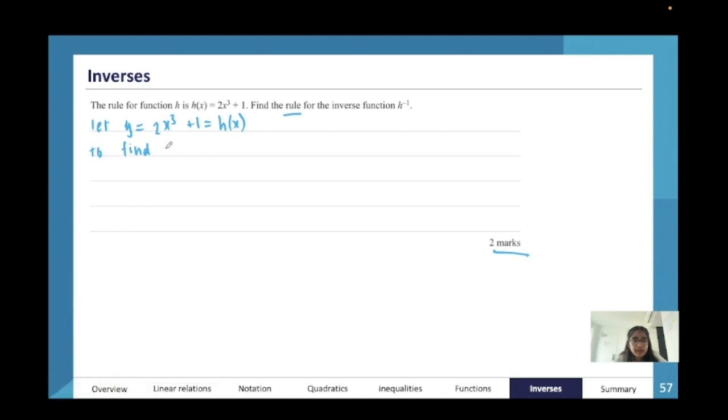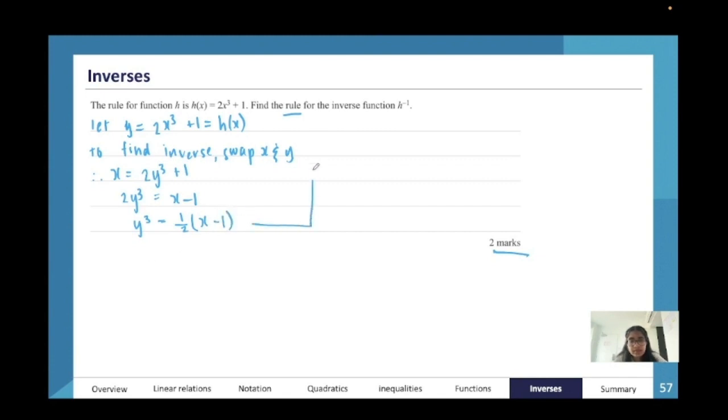So to find the inverse, swap x and y. Okay, so that will help us find the inverse. So therefore, x equals 2y cubed plus 1. 2y cubed equals x minus 1.